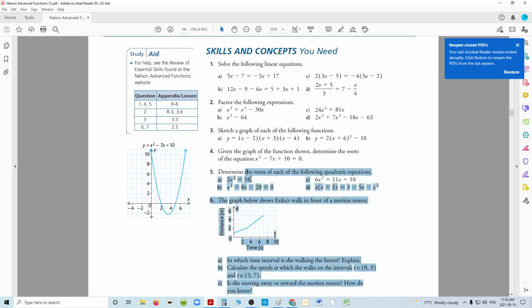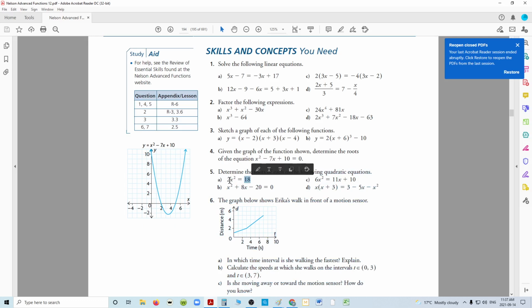Determine the roots of each of the following. You've got to isolate to one side. You got to factor out 2. You get x squared minus 9. So it's x plus 3 and x minus 3. So the roots are 3 and minus 3. And so they just want you to remember how to factor.